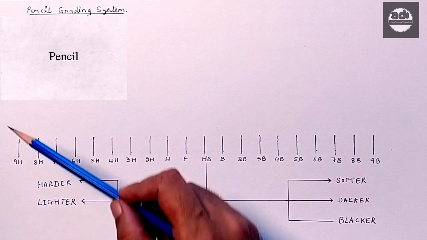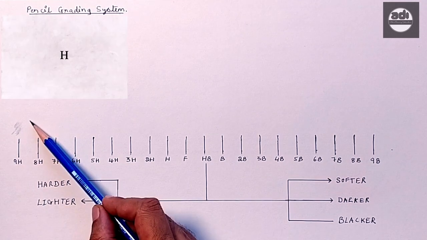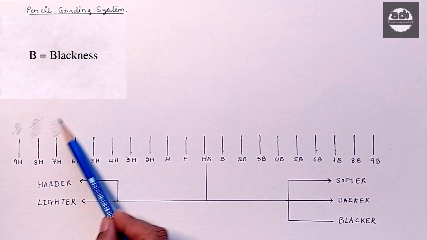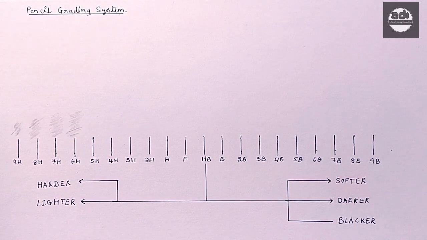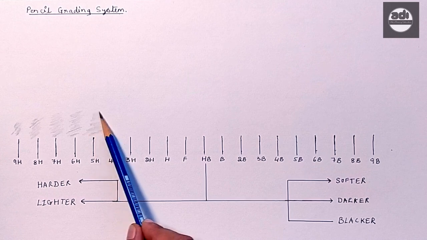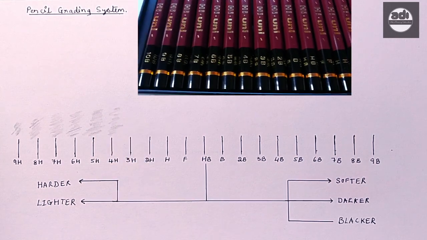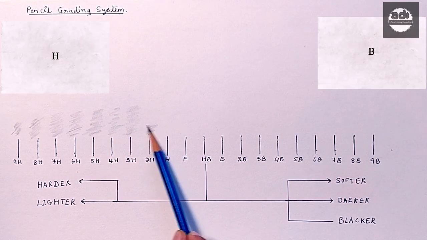The grading system used divides the range of the pencils into two broad categories, H and B, where H stands for hardness and B stands for blackness. Most commonly, we have pencils that range from 9H to 9B, but there are manufacturers that make pencils which range from 10H to 10B too. The HB pencil sits in the middle of the range of H and B.